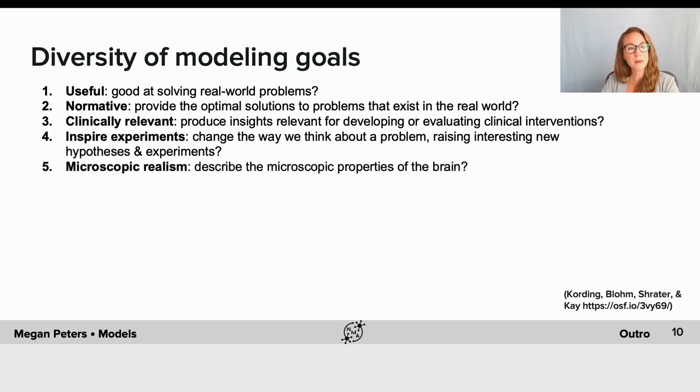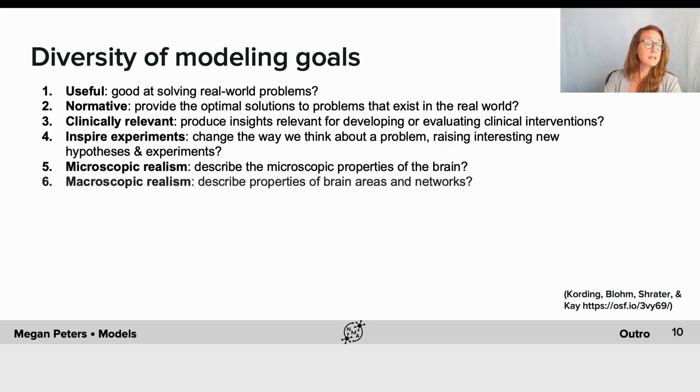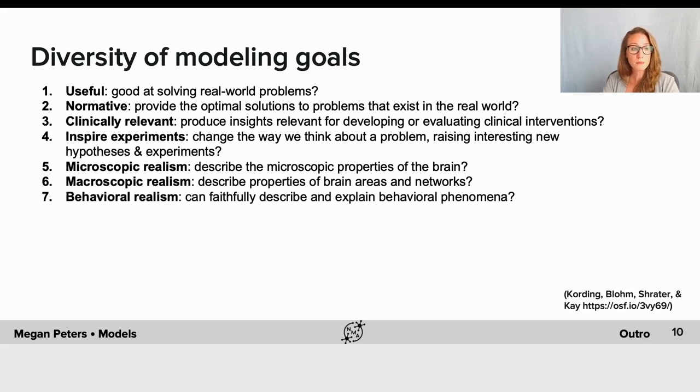Maybe you want realism at the microscopic scale. So maybe you want microscopic properties of the brain, and you want to get those right, such as the synaptic or pharmacological or cellular level properties. Maybe instead you want realism, but on the macroscopic scale. So some models describe properties of brain areas and networks, and addressing phenomena at this level might be attractive to a lot of different neuroscientists. Maybe you also want realism, but now at the behavioral level. Some models can faithfully describe and explain behavioral phenomena, and that's valid too.